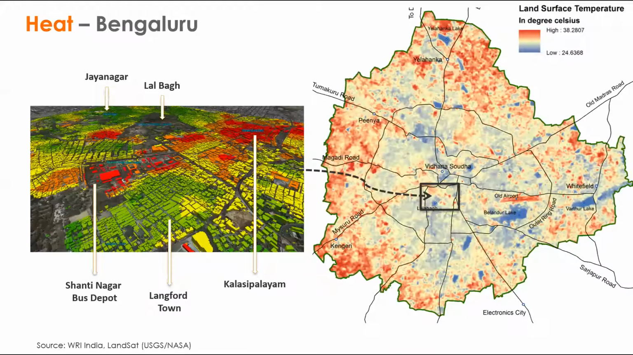The other aspect we normally talk about is heat: which places are facing heat. All of this is done in cloud computing, by the way. We constantly monitor 20 cities in India for temperatures, which are the hotspots, and which neighborhoods are facing heat. For example, on the left side you can see Kalasipalayam in Bangalore. If you are aware of Bangalore's geography, Kalasipalayam has very little vegetation and a high amount of heat, while richer neighborhoods like Jayanagar or Langford Town have much lower temperatures.